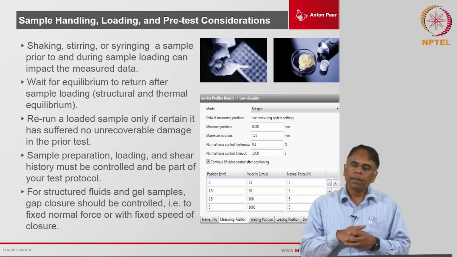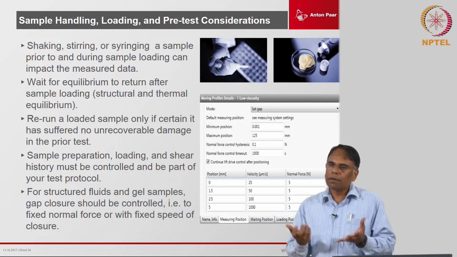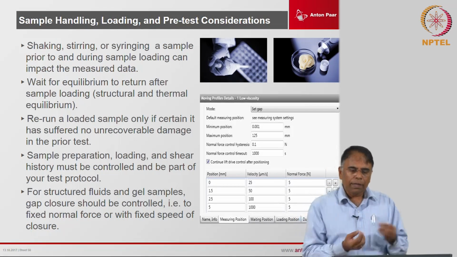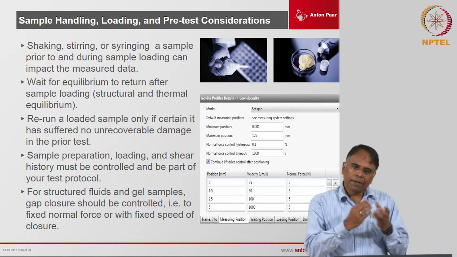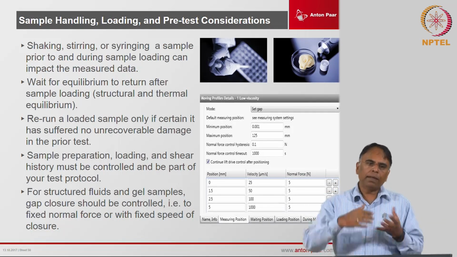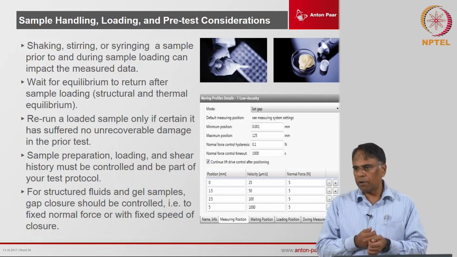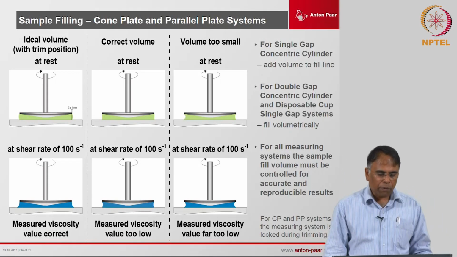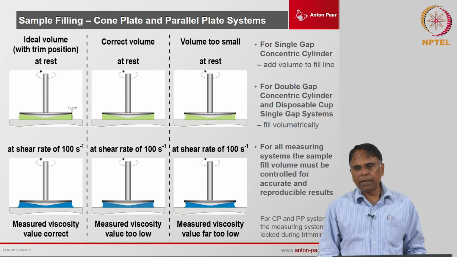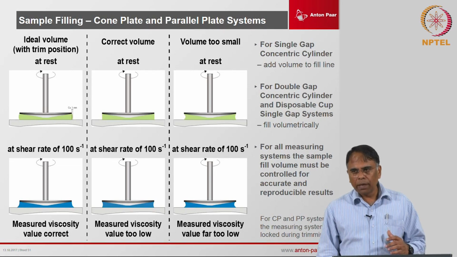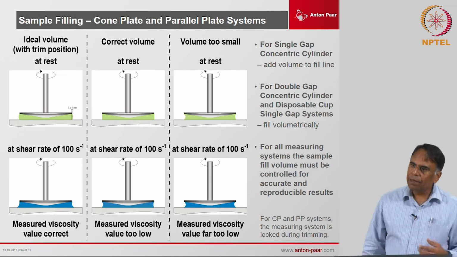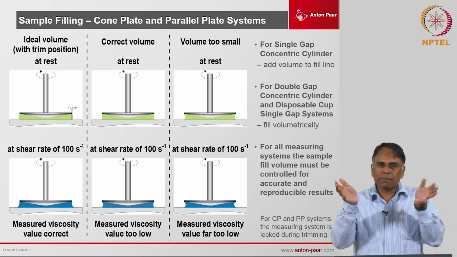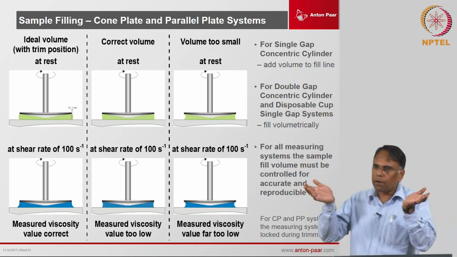So, you can load that. But for those samples which are not easily pipettable and which you cannot take by volume, you will have to load them with a certain extra volume, and then the extra sample will have to be trimmed off. This is always important. If you have the correct volume, it is very easy to load, and when you visually inspect the loaded sample, make sure that you see a small bulge coming out of the sample, specifically when you are loading a parallel plate or a cone and plate.